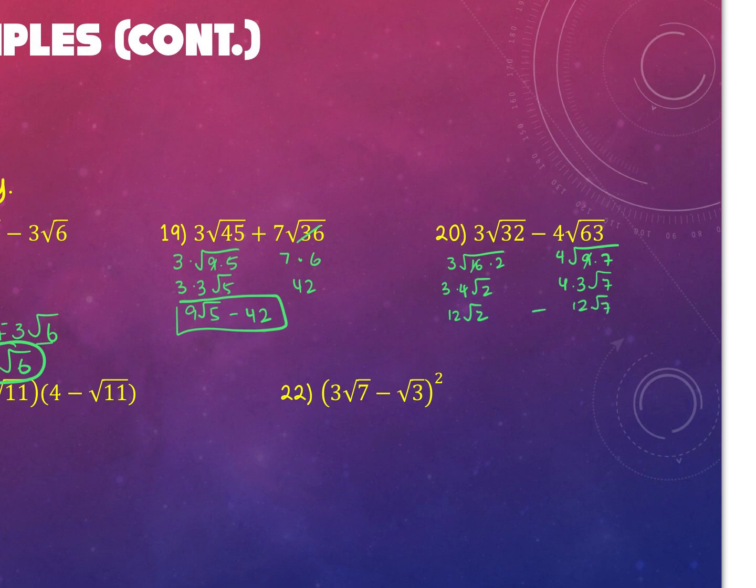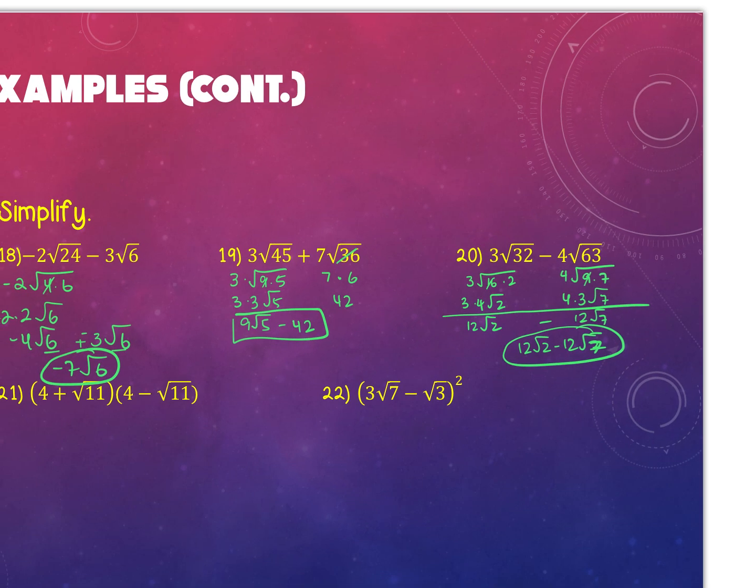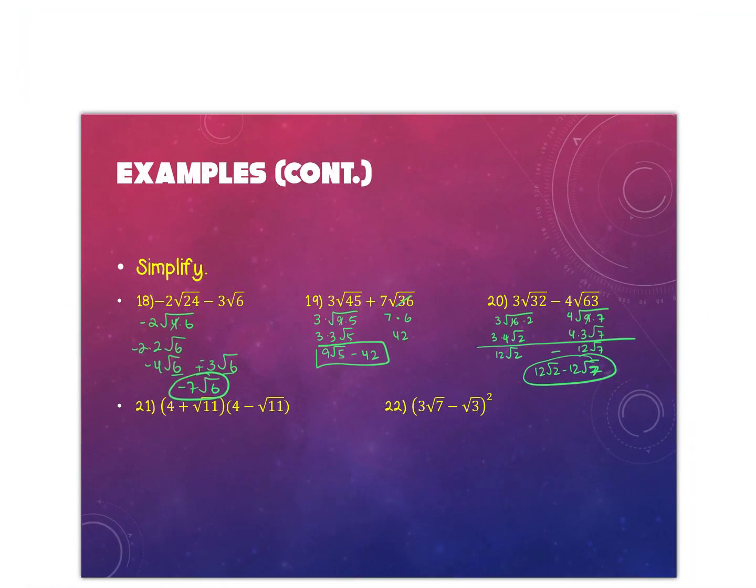And so I've got, here's my problem here. It's 12 radical 2 minus 12 radical 7. And there's nothing else I can do. Whoops, radical 7. That's just my final answer. I can't combine the radical 2 and the radical 7, so I'm totally done.